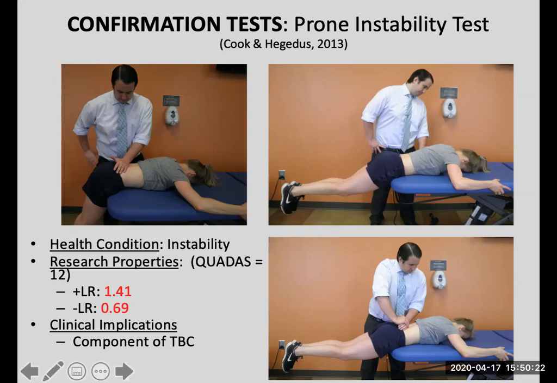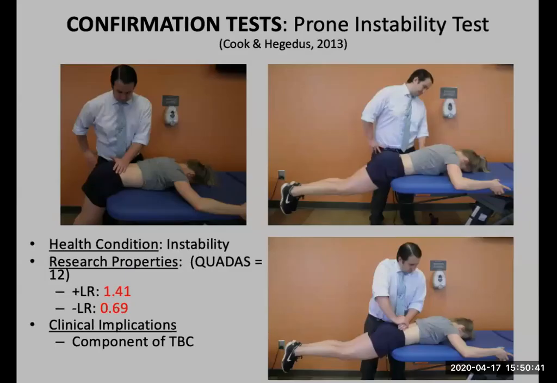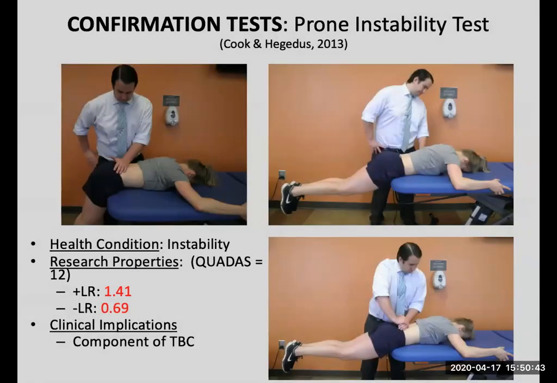Now, this has poor research properties, but note clinical implications with this. It's a component of our treatment-based classification system, a positive test for this, which would help us identify a classification for patients. Now, I do want to note also that this test is described in different ways, such as maintaining the pressure as the patient lifts the legs. But that being said, I would recommend where we actually let off of that pressure as they're raising their legs.